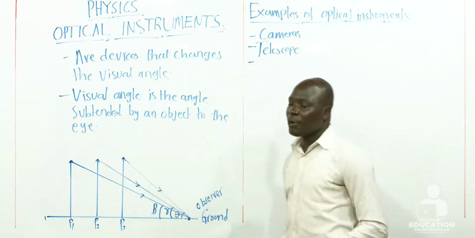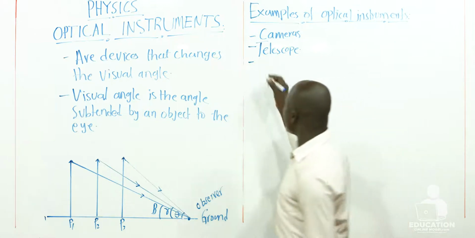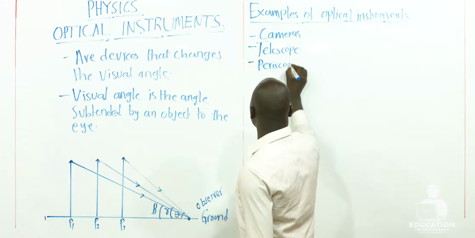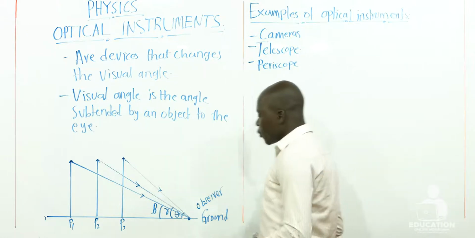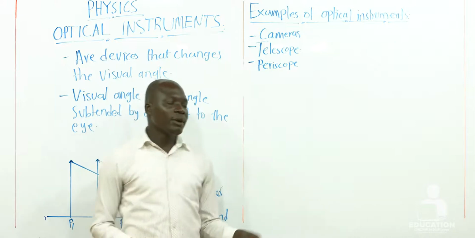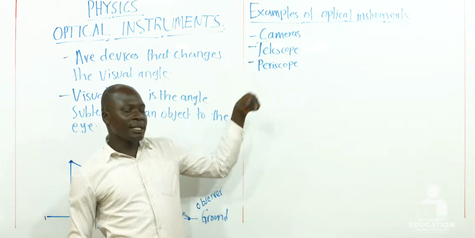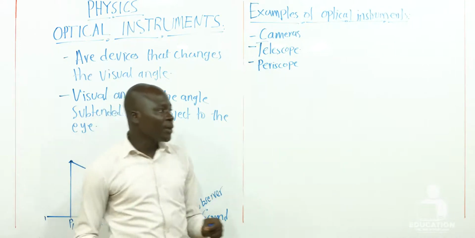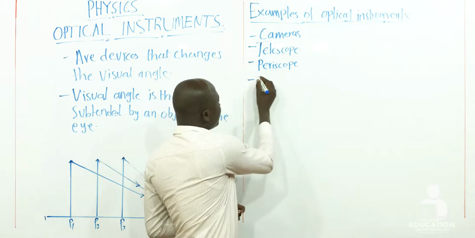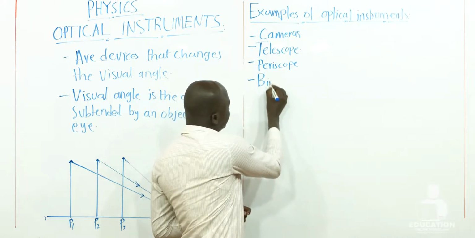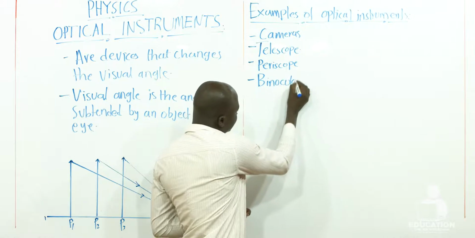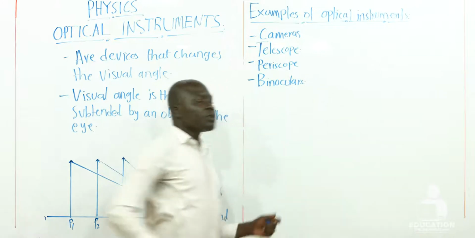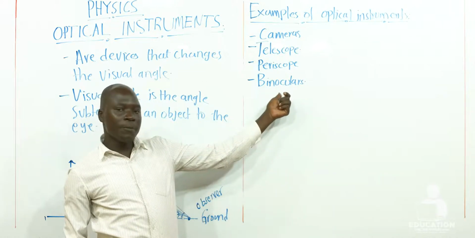Then another example of this instrument is the periscope. The periscope will also change the size of the object, meaning it has changed the angle which is subtended by the object to our eye. Then we have also what is called the binoculars. The binoculars are also another example of an optical instrument.